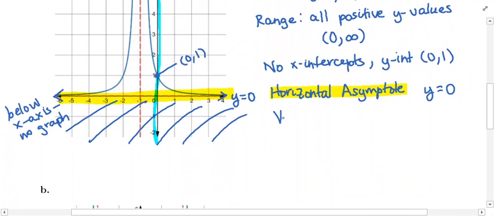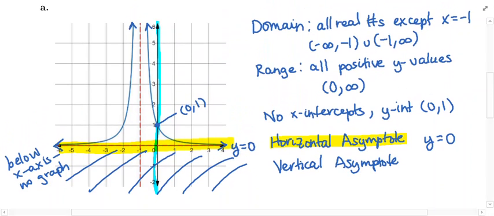I think the next thing we need to find is the vertical asymptote. We said there is one. Let's see here. The vertical asymptote is the red dotted line. Let me change it here. This is your vertical asymptote right here.